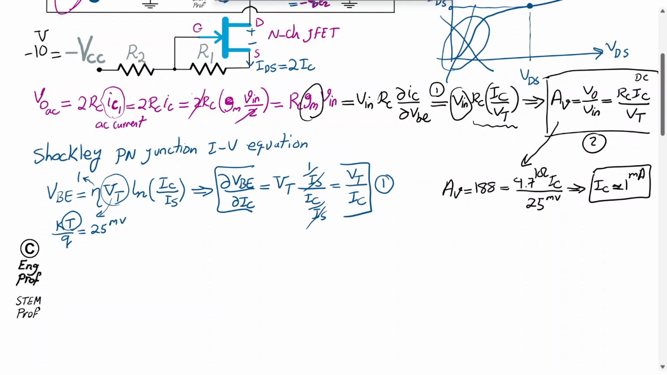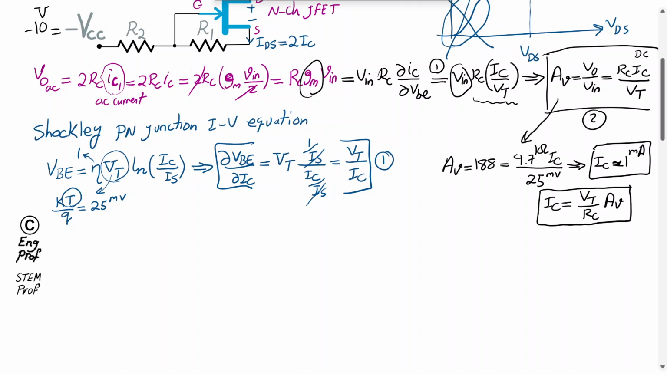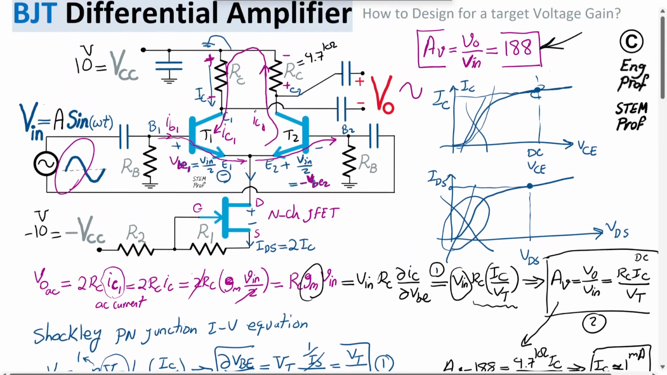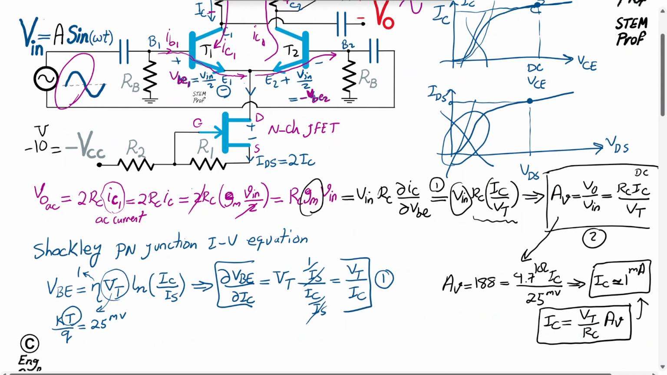Of course, we can write the formula for Ic as well. Using this whole thing, I can say Ic is equal to the thermal voltage Vt divided by Rc times the target voltage gain. I just substituted the values, and I found in this example Ic has to be 1 milliamp. So each of the DC currents through these transistors is 1 milliamp. That means the sum of them, as was discussed, should be equal to 2 milliamp.